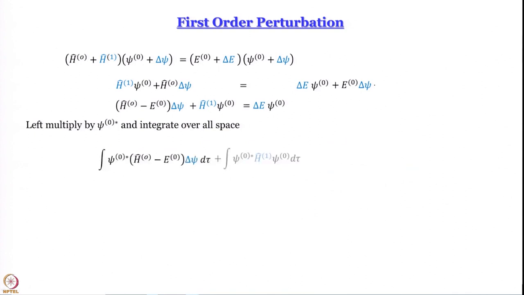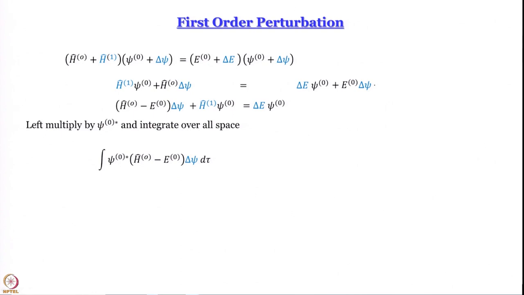Okay. When we do that, what do we get? So, the first term that we get, you left multiply this thing, you get psi 0 star multiplied by H 0 minus E 0 operating on delta psi integrated over all space. Now, do you see that H 0th minus E 0th is actually an operator? H 0th is the unperturbed Hamiltonian operator and E 0th is just a number, right? So, an operator minus a number is also an operator. So, this H 0th minus E 0th is a quantum mechanical operator, let us say A hat or something. We are going to use this later. So, this is what we have. The first term becomes the integral of psi 0th star multiplied by H 0th minus E 0th operating on delta psi d tau.